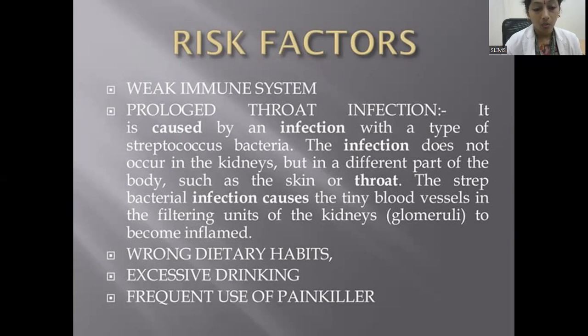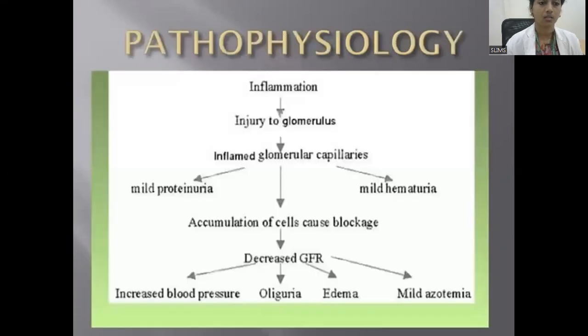So these are all our lifestyle practices we are practicing in our day-to-day life. So these are all the risk factors which can cause us nephritis. Due to the etiological factors, it causes injury to the glomerulus. So automatically the glomerulus becomes inflamed. So due to the retention of the nitrogenous waste, it leads to mild proteinuria as well as mild hematuria.